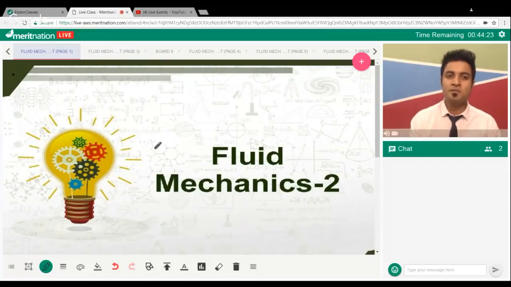As promised, we are going to take up fluid mechanics part 2. In the first part we discussed pressure and viscosity numericals. This time we are going to discuss Bernoulli's equation and the equation of continuity, and we are going to take a few numericals on these. So, can we just start off the session, guys?